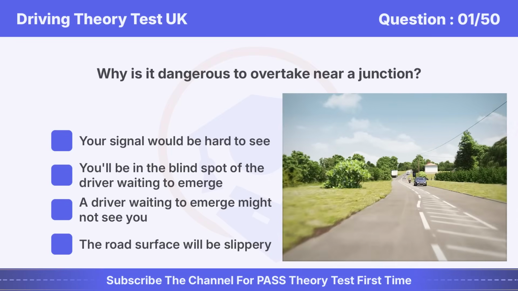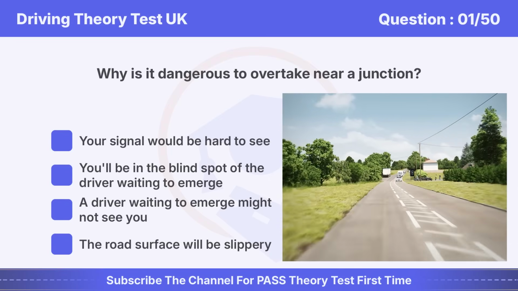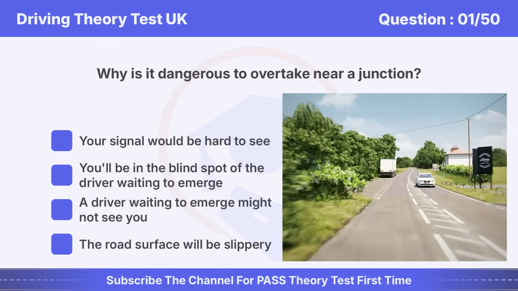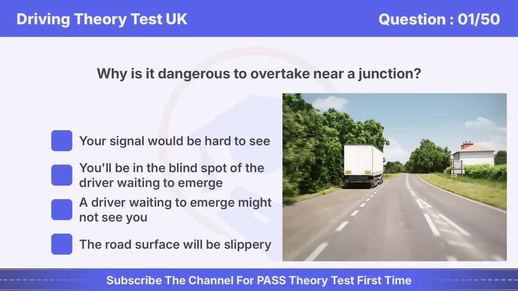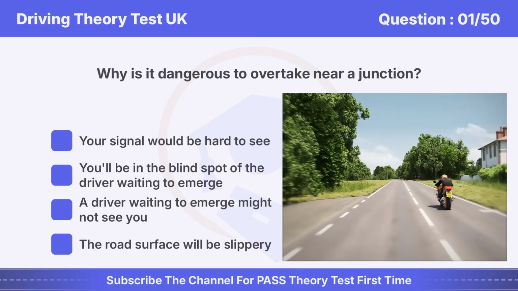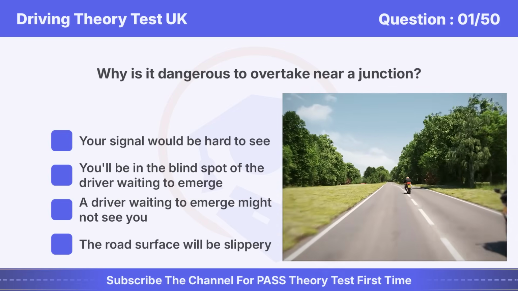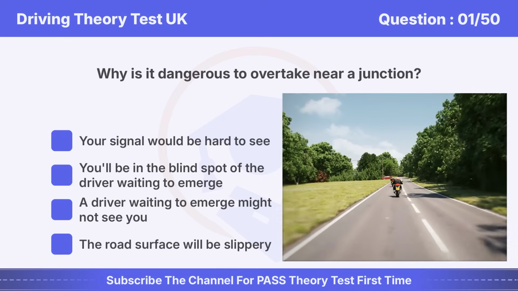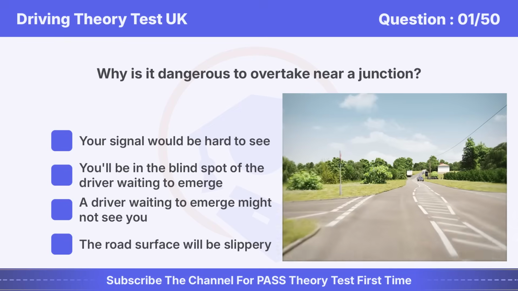Question 1. Why is it dangerous to overtake near a junction? Option A. Your signal would be hard to see. B. You'll be in the blind spot of the driver waiting to emerge. C. A driver waiting to emerge might not see you. D. The road surface will be slippery.